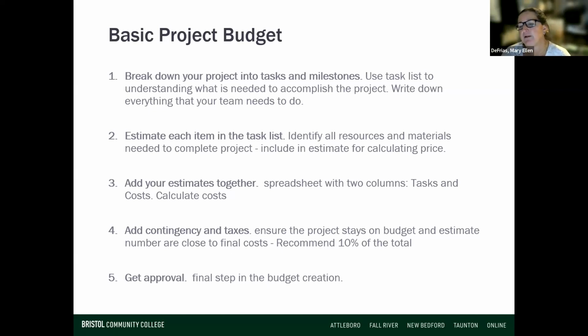I'll run columns, right? The tasks that I need to do and what the costs are that are associated with that task, and then I'll calculate the costs. And then we'll make sure you take into account contingency and taxes. If you're selling something, you're going to have to pay sales tax. And if you are providing a service, you may also need to pay sales tax on the parts that you use. Okay. So 10% is a good contingency to have.